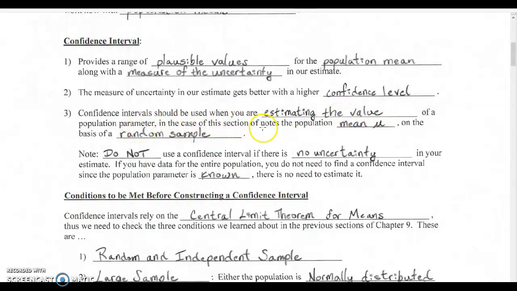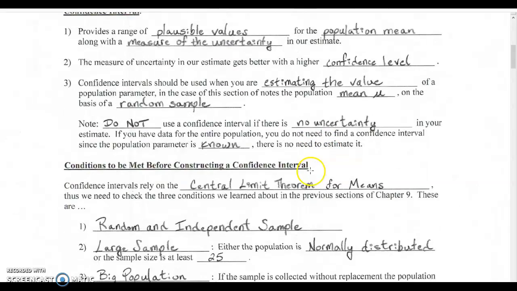Confidence intervals should be used when you're estimating the value of a population parameter, in the case of this section of notes, the population mean, which has the symbol mu, on the basis of a random sample. We're taking a random sample and trying to estimate the population mean. So note, do not use a confidence interval if there is no uncertainty in your estimate. For example, if you happen to have the data for an entire population, and that population is small enough, like all NBA basketball players, that we can manage, then we don't need to find a confidence interval since the population parameter is known. There is no need to estimate it.